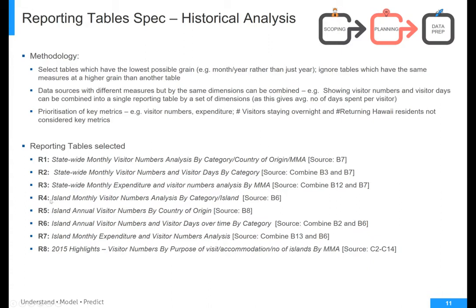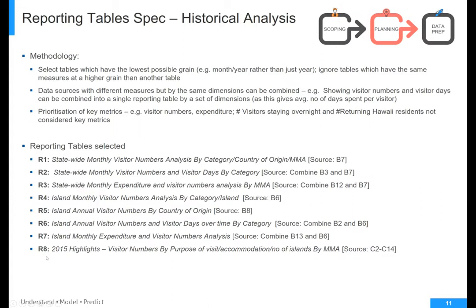Then in R4 to R7, we have island analysis. And some of those are monthly, so visitor numbers and monthly expenditure and visitor numbers. Though by country, if we wanted to look at that, and by category, we're only able to see those on an annual level. So we don't have a data source currently available that allows us to do that at a lower grain, so we have to stick with annual. But I think we could still gather quite a lot of information from here, so I think this would still be quite a useful set of reporting tables to have.